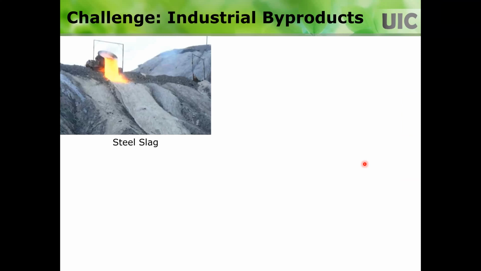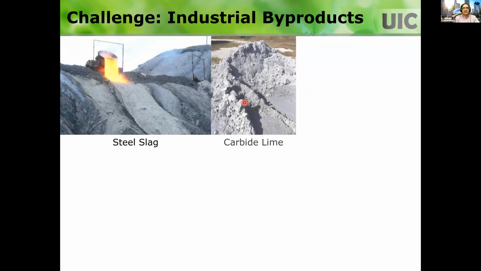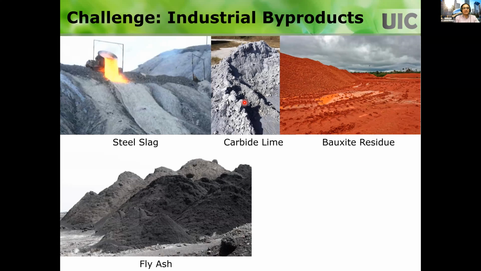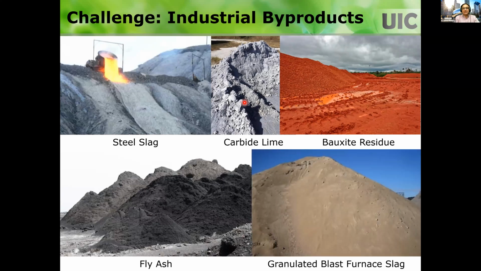The other problem is with industrial byproducts, such as steel slag, carbide lime, bauxite residue, fly ash, and granulated blast furnace slag. These are all byproducts that are generated. Every year they generate large quantities of these, and these are often disposed of on site or off site. So this is kind of not using the resources properly.